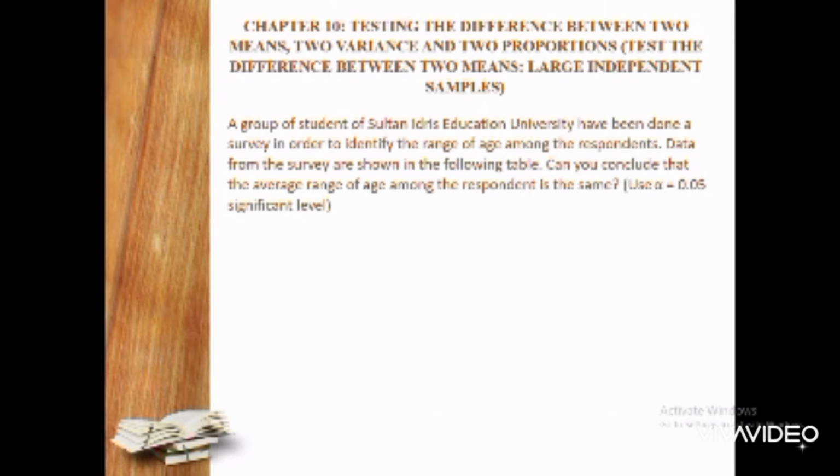Chapter 10. Testing the difference between two means, two variance and two proportion. Test the difference between two means, which is large independent sample. Okay, the question for this chapter is, a group of students of Sultan Idris Education University have done a survey in order to identify the range of age among the respondents. Data from the survey are shown in the following table. Can you conclude that the average range of the age among the respondents is the same?